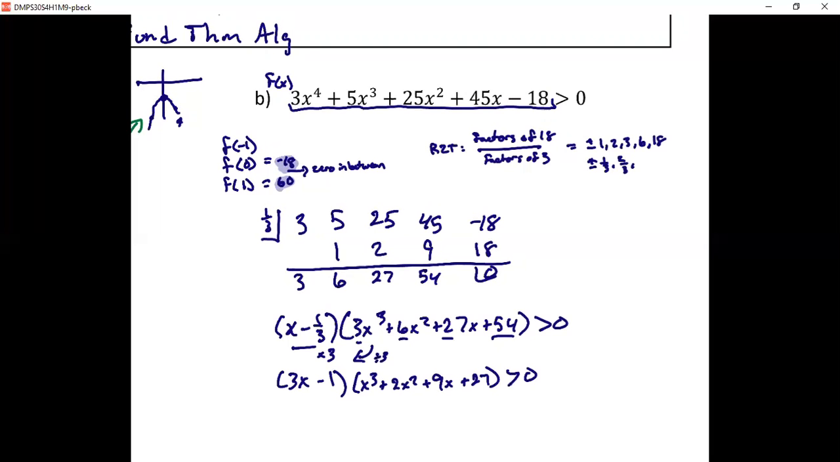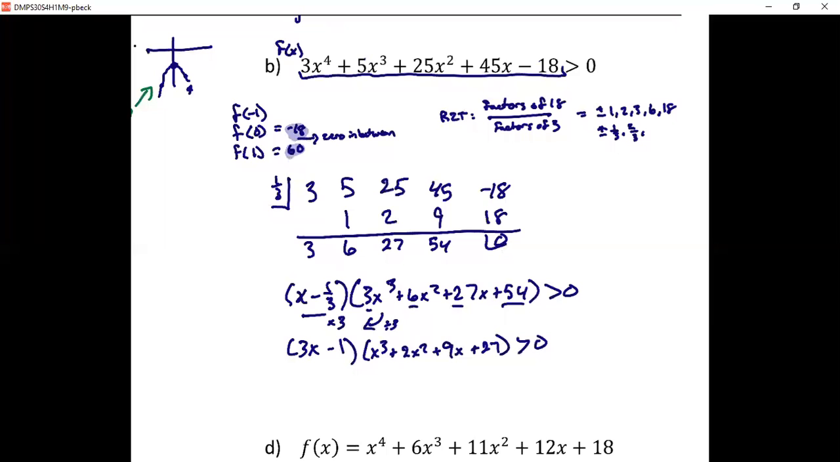From here, if you could see, we now can factor by grouping. We could take an x squared out. When we take an x squared out, we're left with x plus 3. We could take a 9 out. We're left with x plus 3. So when we factor out our x plus 3, (3x minus 1)(x plus 3), we're left with x squared plus 9.